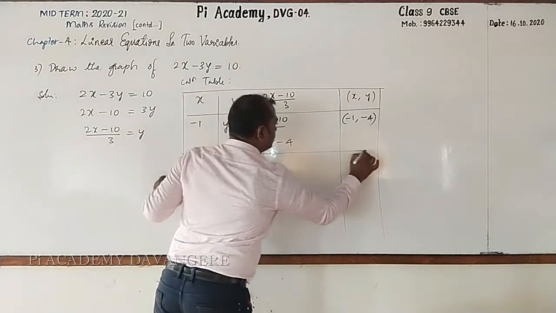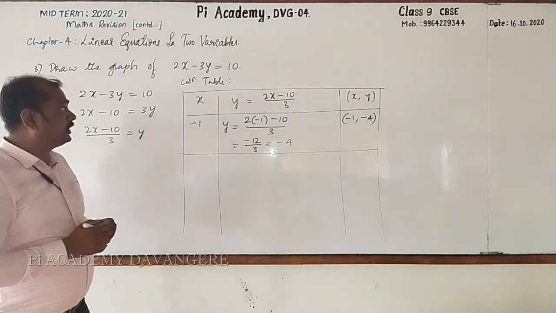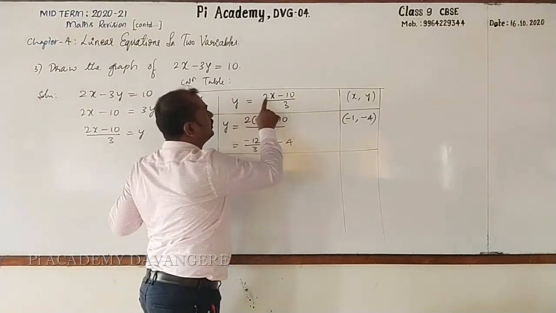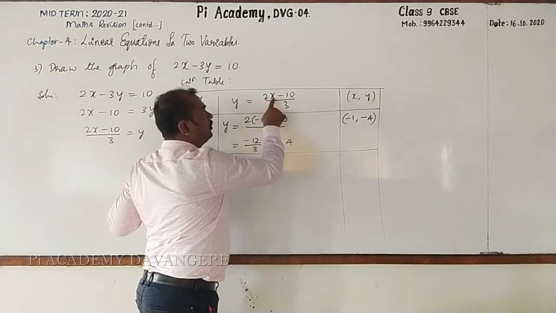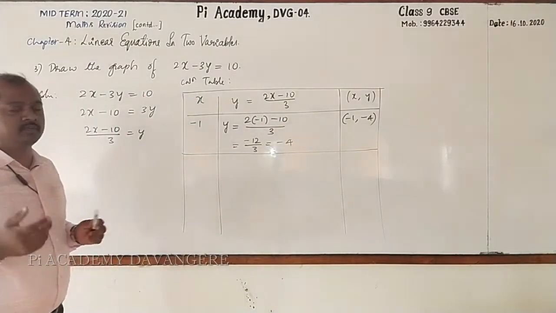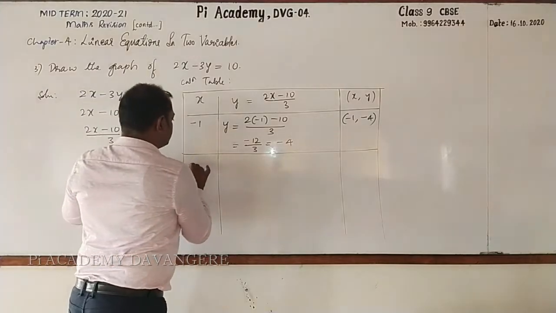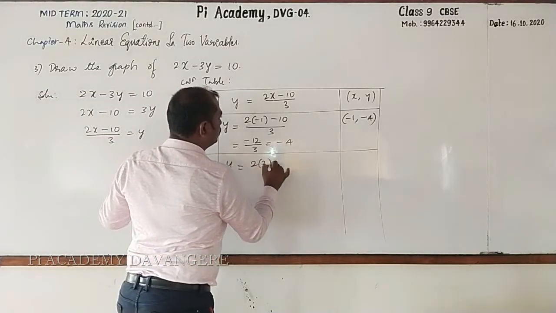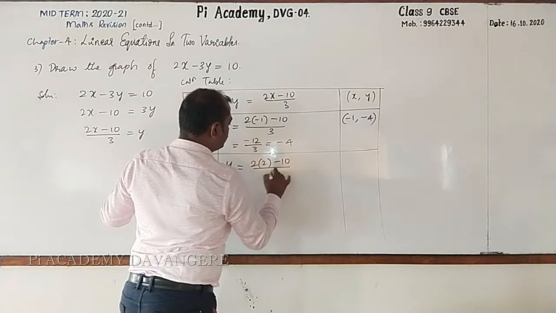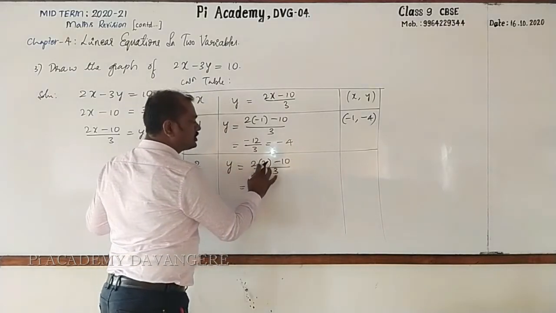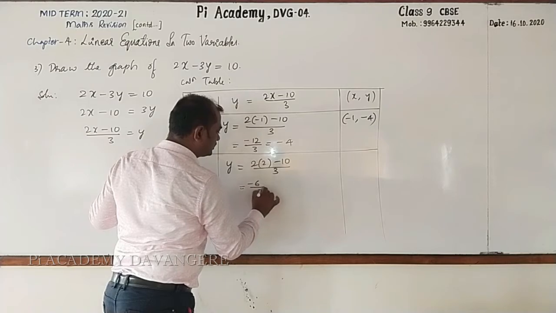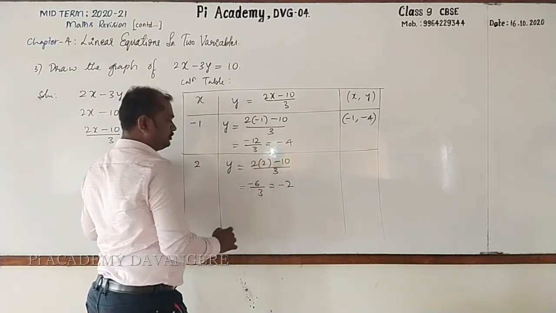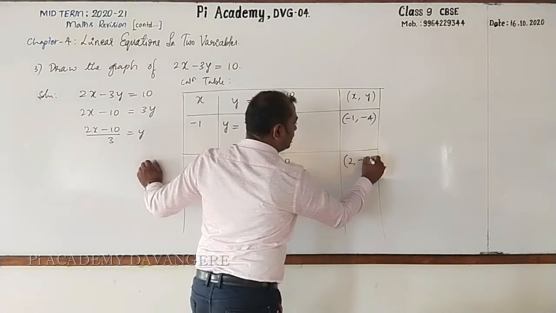Next, if you go for taking 2, observe it, 2 2s are 4. 4 minus 10 minus 6, which is divisible by 3. So let us take 2. So y is equal to (2 into 2 minus 10) by 3 is equal to 2 2s are 4, 4 minus 10 minus 6 by 3 is minus 2. So 2 comma minus 2.